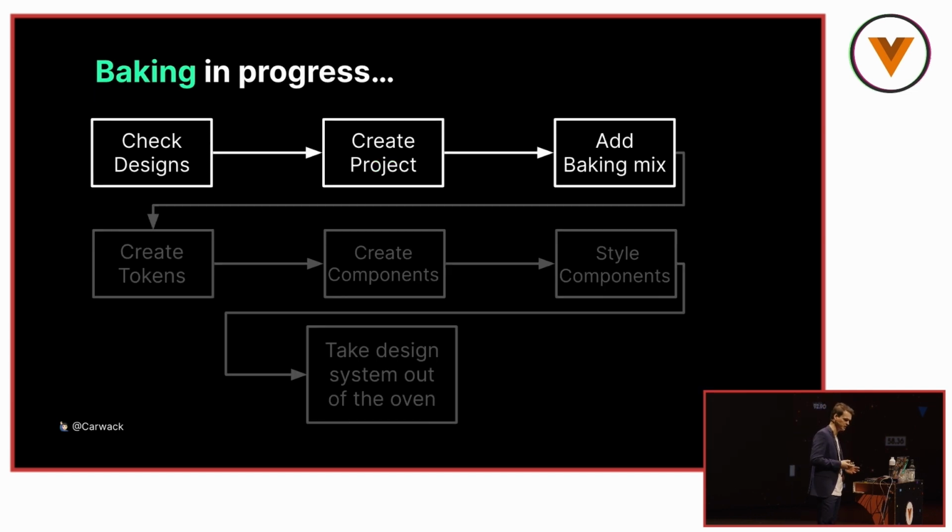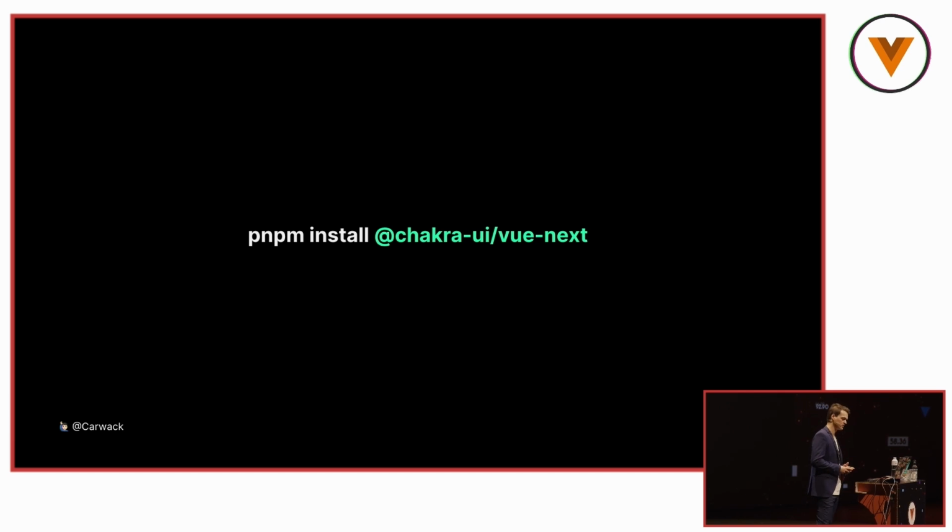We did that. Great. Now, the most important thing is, of course, adding the baking mix, right? And you can add Chakra UI Vue with the following command: npm install @chakra-ui/vue-next. Now, the vue-next is not for the Next framework. It's for the Vue 3 compatible one. I would also advise to install Chakra UI Vue in all the projects that are using your design system, for the ease of it. And that is what we're going to do with the playground also.